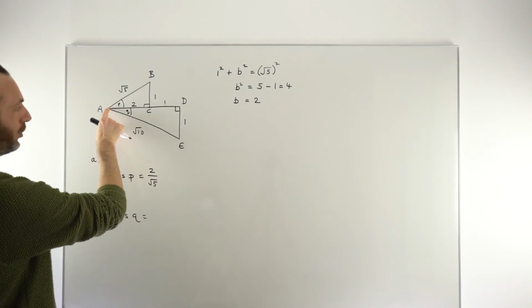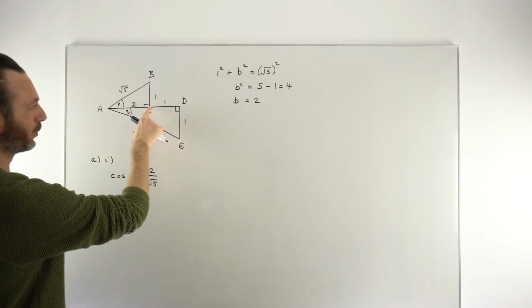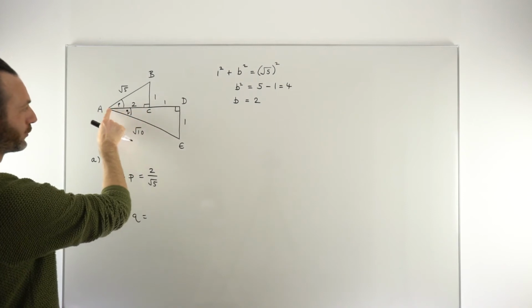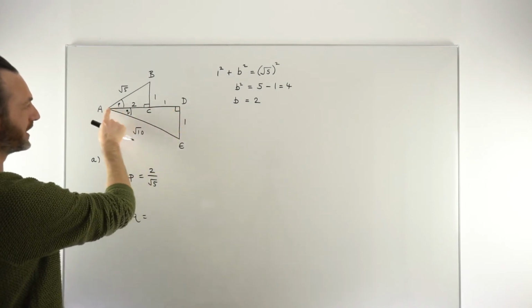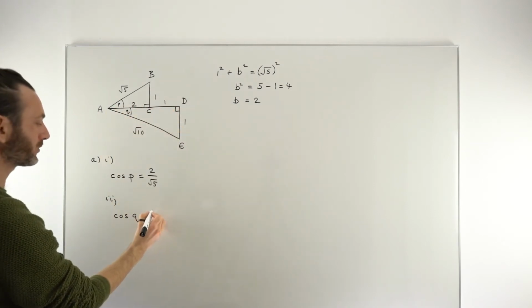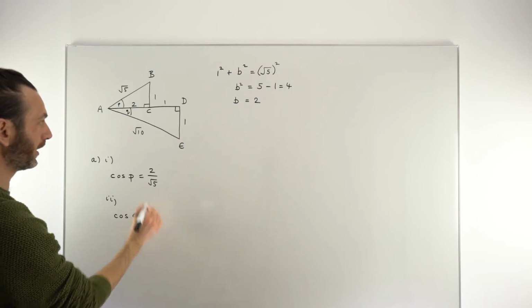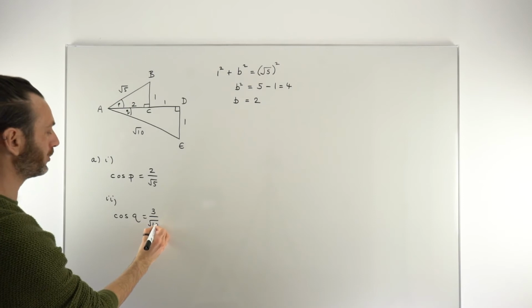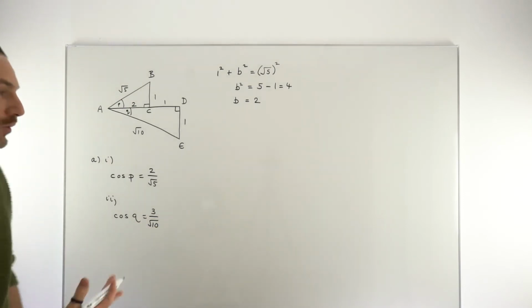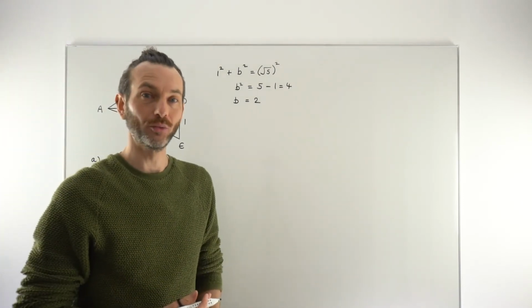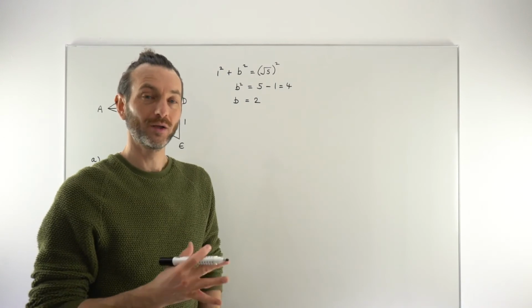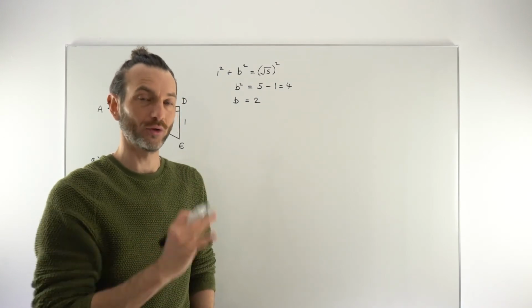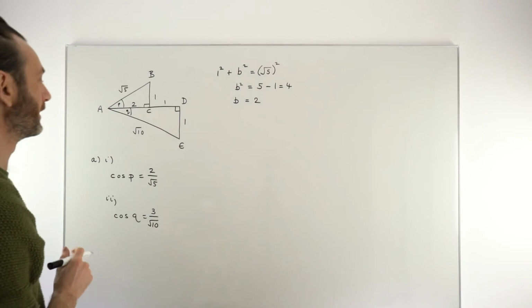The adjacent is all of this length here, so it's going to be the 1 that we're given and the 2 we've just made, so the total length here is 3. So the adjacent side of this triangle is 3, and the hypotenuse is this side here, which is root 10. So it's going to be 3 over root 10. Pretty typical, having to do Pythagoras and then a little bit of SOHCAHTOA, and sometimes the orientation of the triangles can be a little tricky.